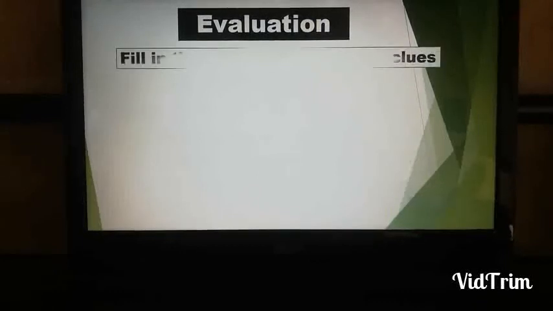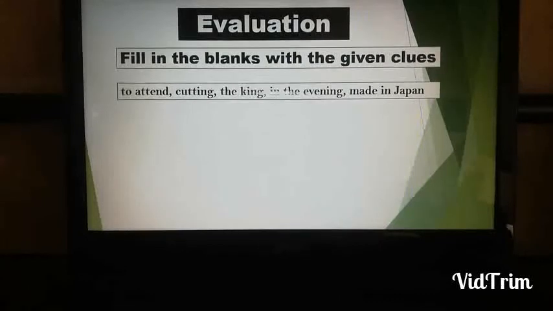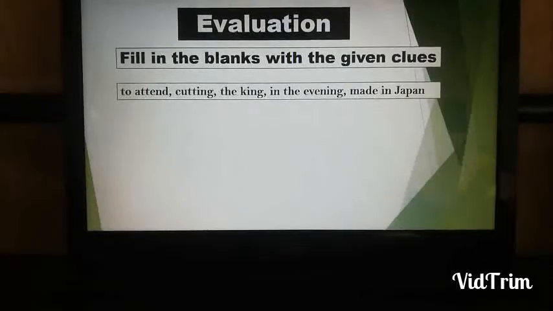Now, evaluation. Some sentences are given below with vacant places, and there will be some direction about how to use it. Look at the orders. Fill in the blanks with the given clauses. You are given some clauses. To attend, it is infinitive, I think. And cutting, this is present participle. The king, just phrase. In the evening, this is a prepositional phrase. And made in Japan, this is another phrase.